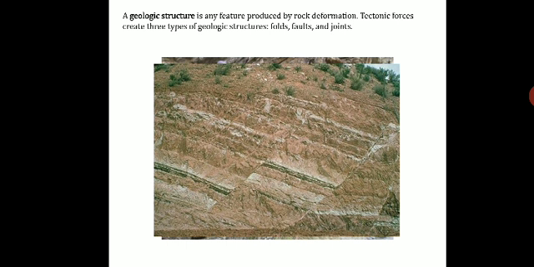So, we have seen the different types of deformation, stress, strain, right? So, the feature which is produced by the deformation of the rocks, that is called as the geological structure. So the tectonic forces, they create the three types of main geological structures, that is folds, faults and joints. So these are the three structures which are formed because of the tectonic forces acting on the rock. So the first one is the fault.